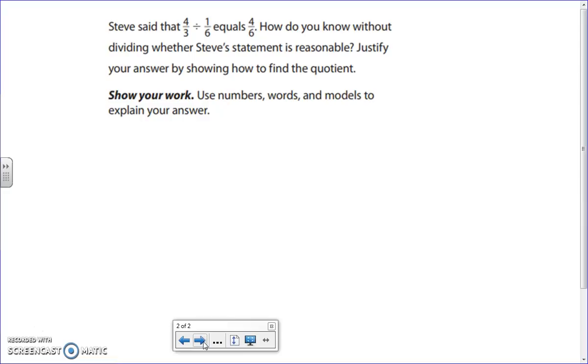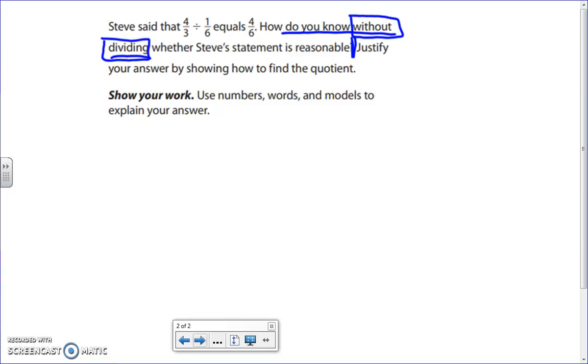Let's just start with part number 1, and that is, how do you know without dividing? Those are the key words, without dividing, whether Steve's statement is reasonable. Then we'll go on to justify. But let's start with that first question. How do we know that that is or is not a reasonable answer? It says Steve said that 4/3 divided by 1/6 equals 4/6.